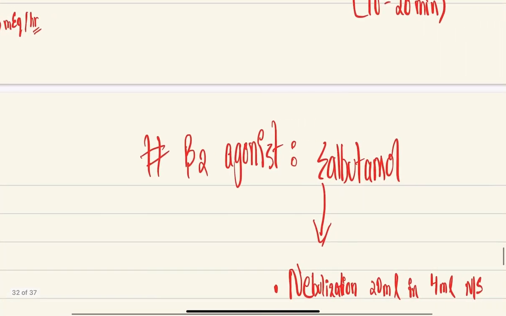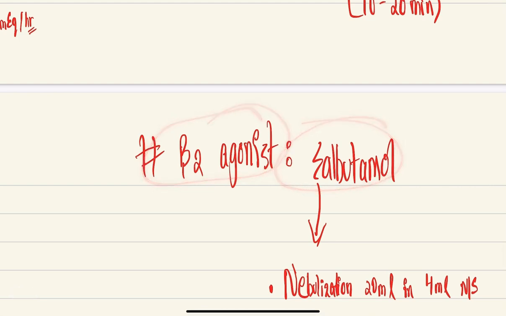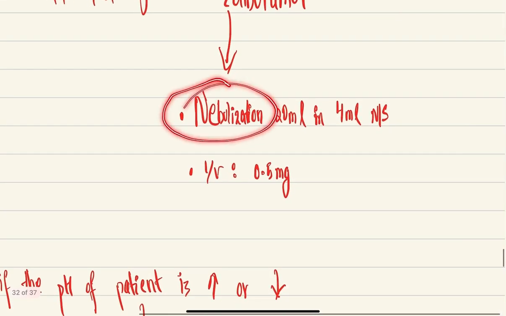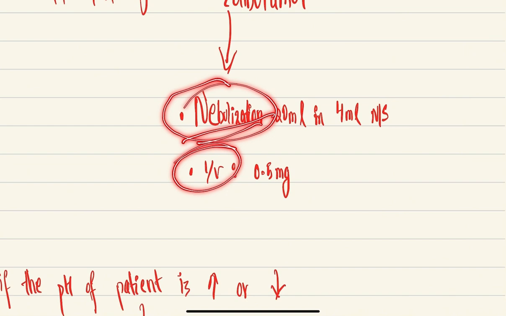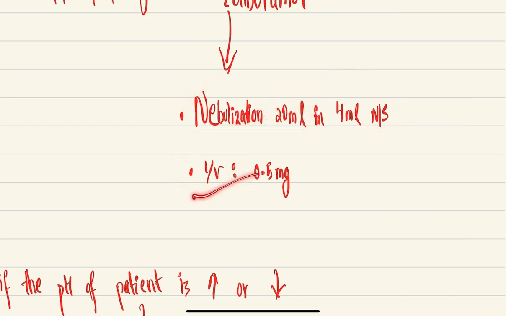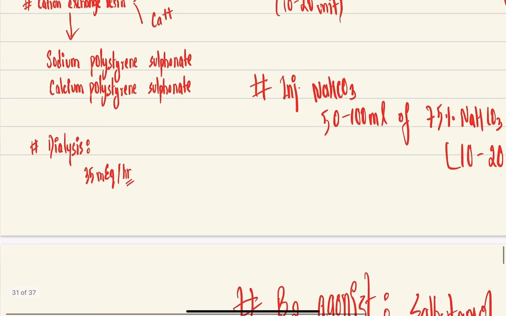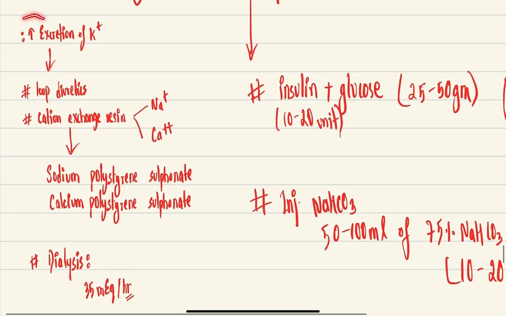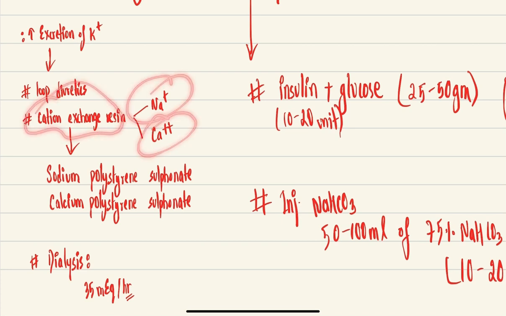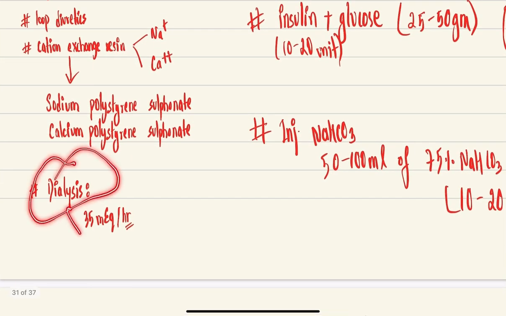And another is beta 2 agonist salbutamol. It can be given either by nebulization or IV. Nebulization 20 drops in 4 ml normal saline, or IV direct 0.5 mg. And another is excretion of the potassium by using loop diuretics. Cation exchange resins of potassium and calcium like sodium polystyrene sulfonate and calcium polystyrene sulfonate. And dialysis can be done to reduce the level of the potassium. It is usually done at 35 milliequivalents per hour.